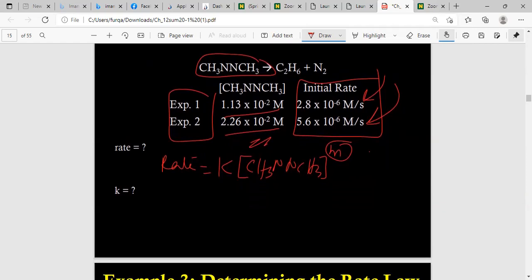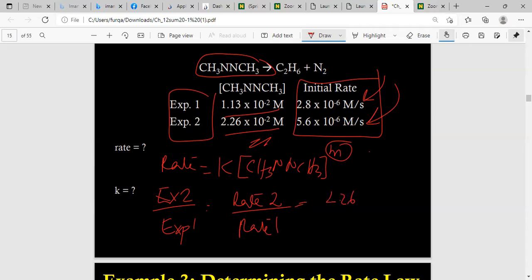Is that you're going to divide experiment 2 by experiment 1. That means that I have to divide both the rates and the concentrations side by side. So I'm going to say initial rate of experiment 2 divided by initial rate of experiment 1 equals the concentration of the second one, 2.26 times 10 to the power minus 2, over 1.13 times 10 to the power minus 2.